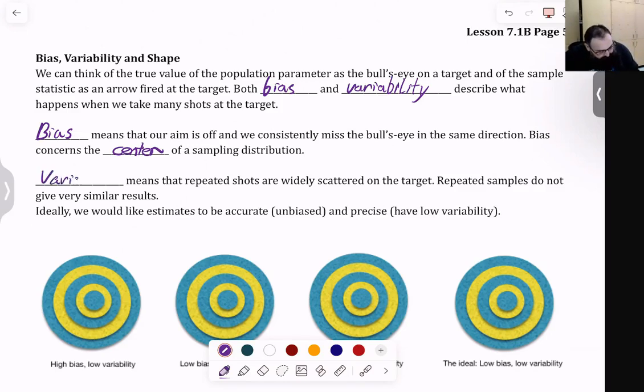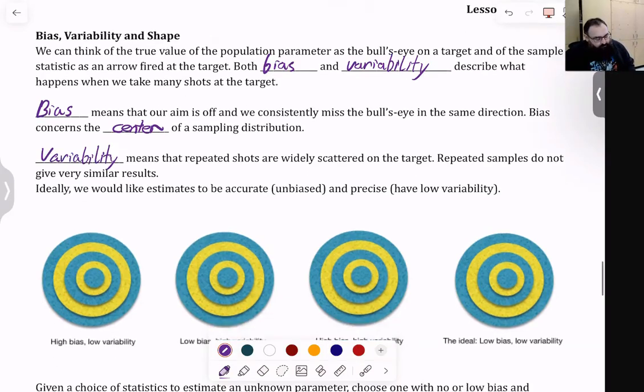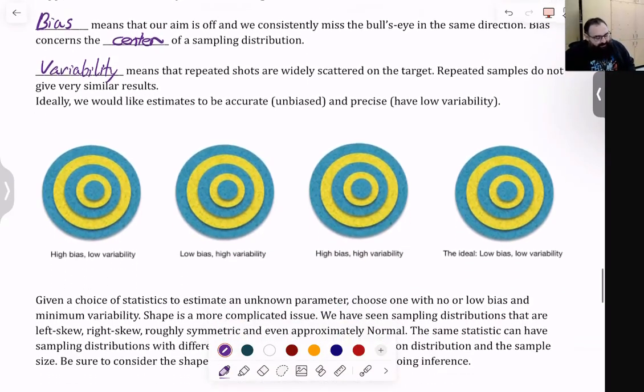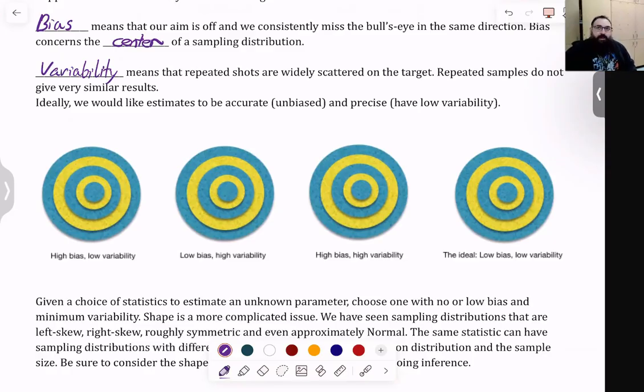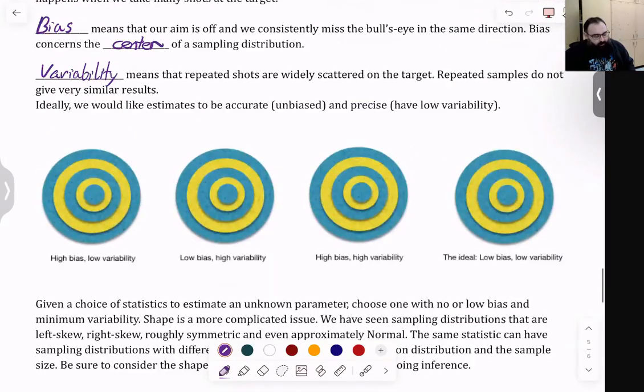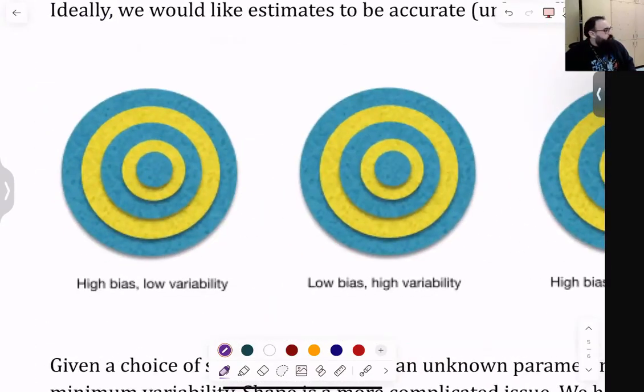Variability means that repeated shots are widely scattered on the target. So repeated samples do not get very similar results. Ideally, we would want estimates to be accurate, which is unbiased, and precise, meaning having low variability. So let's go ahead and draw what each of these situations would be.